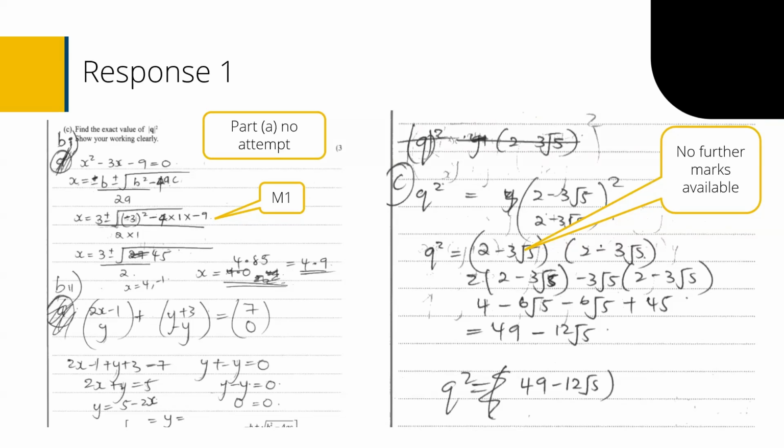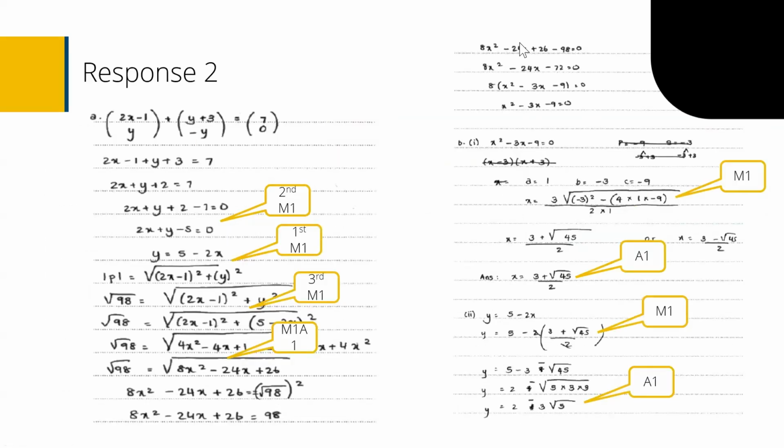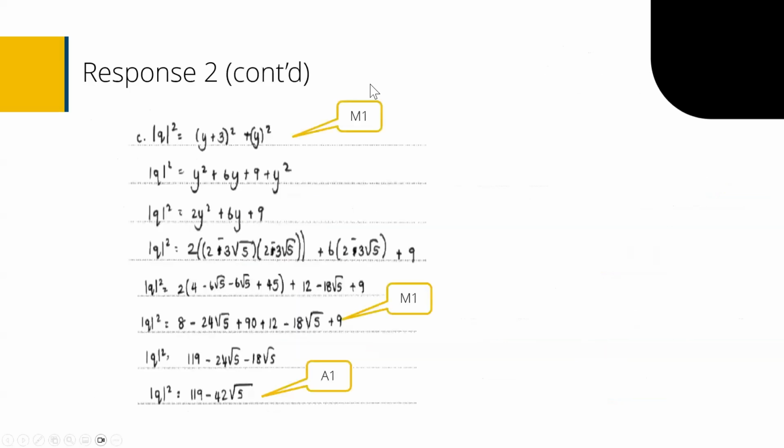If we look at response 2, so the second one, they get a lot more working marks, and you can see them. For part A, they get all 4 working marks and an accuracy mark, and you can see that there. And then for part B, they get the working mark and the accuracy mark. For part 2 of part B, they get both marks as well. And then for part C, as you can see, they get the 2 working marks and the accuracy mark as well.